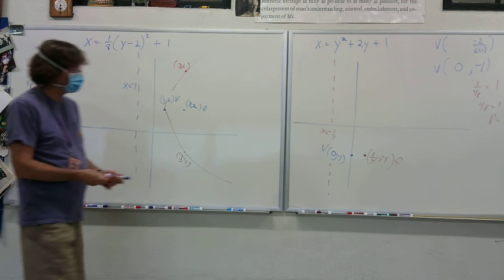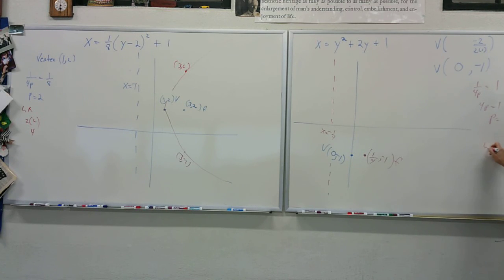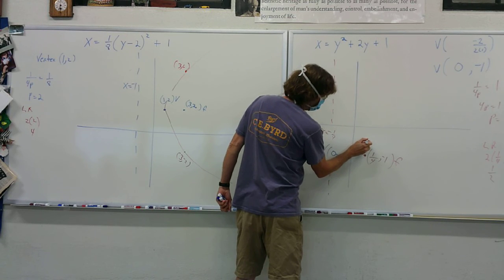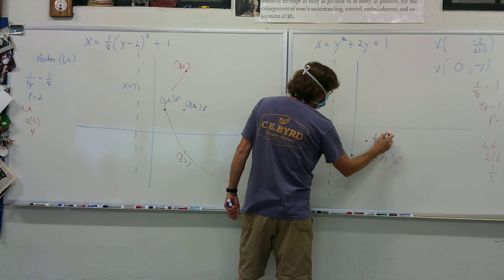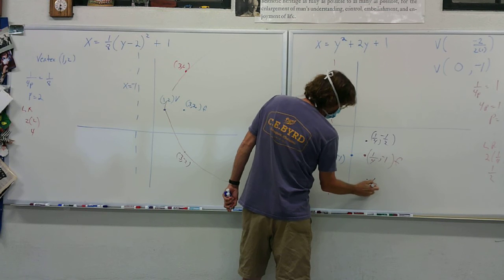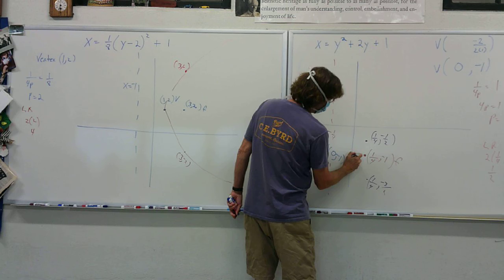Multiply by 2. I'm going to put my little LRs right over here. Lattice recti. 2 times 1/4 is how much? 1/2. That means I'm going to count up a half and down a half for the focus. So that's going to be 1/4, comma, add a half, and then I'm going to come down here, 1/4, subtract a half, and I'm going to start making my graph.